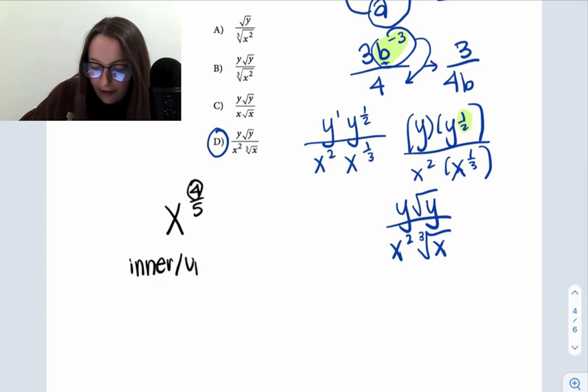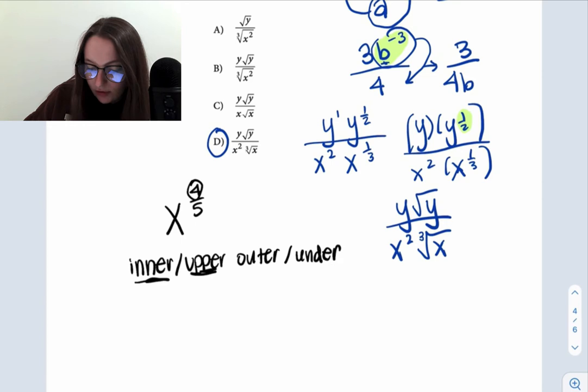Inner, upper, outer, under. So what that means then is that the upper number is going to go on the inside of the square root. So that's going to be x to the 4th. And then the number that's under is going to go on the outer part. So that would be to the 5th.